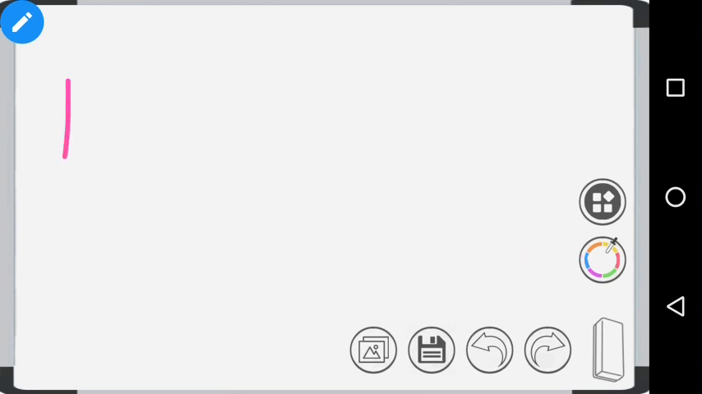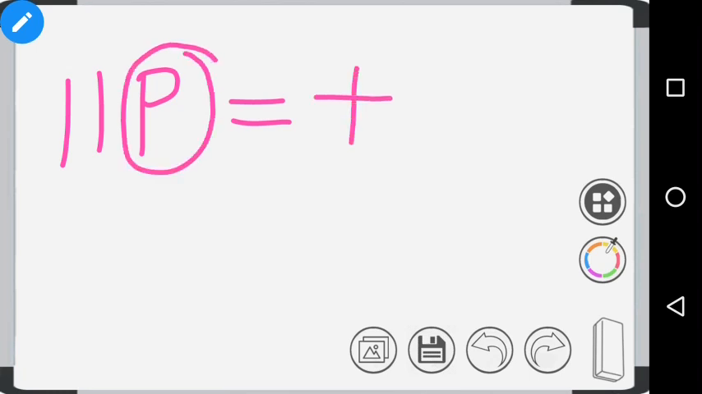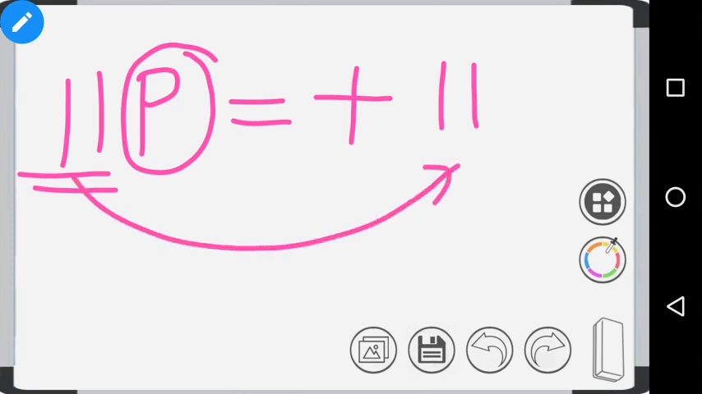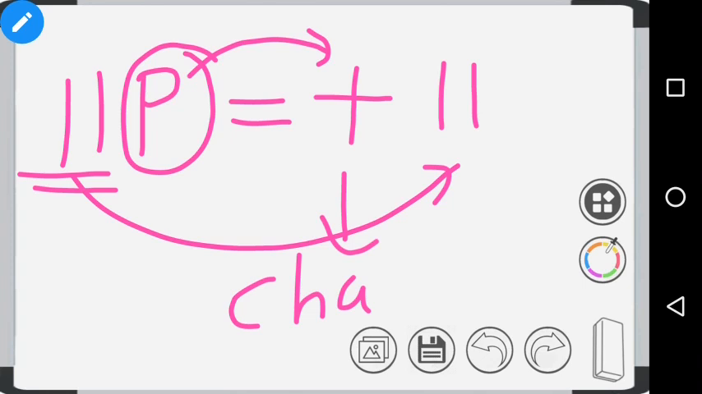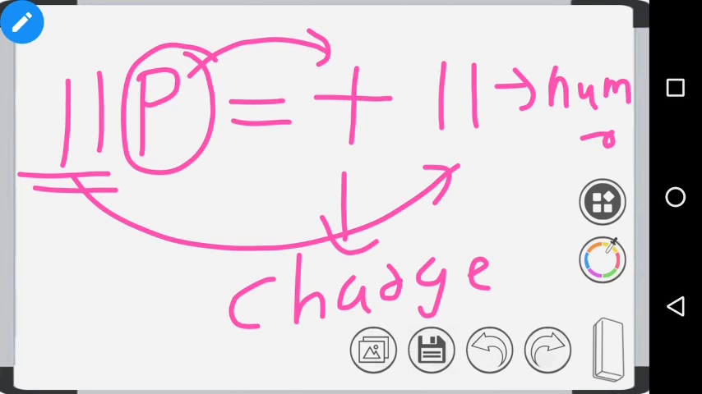For example, if there are 11 protons, what is the charge of the proton? Positive. What is the number? 11. Put it as it is. Here the charge, here the number. I hope you will understand it.